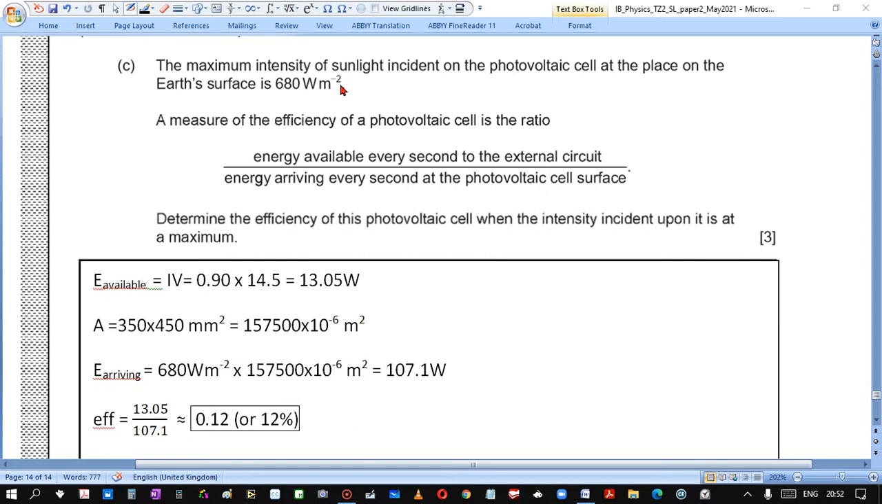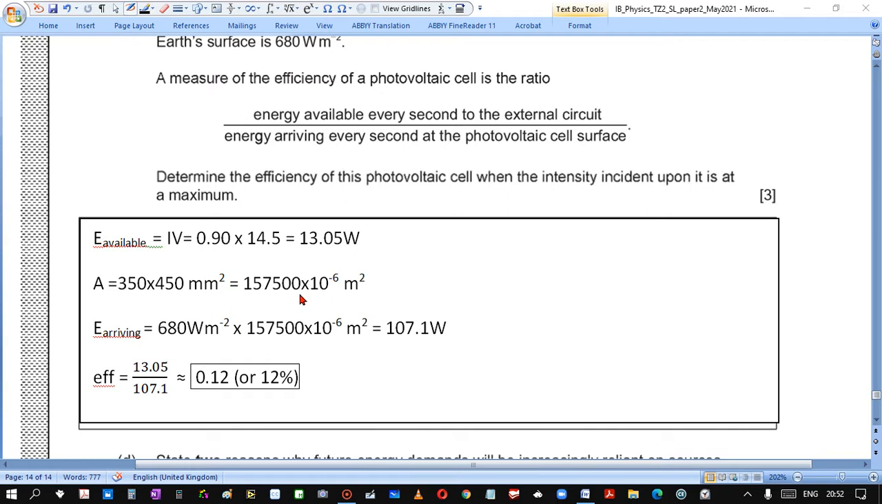The maximum intensity of sunlight incident on a photovoltaic cell at this place on the Earth's surface is given. A measure of efficiency: energy available every second and energy arriving. It determines the efficiency of this photovoltaic cell where the intensity is at maximum. So energy produced is current times external potential difference. Area we turn into meters squared.